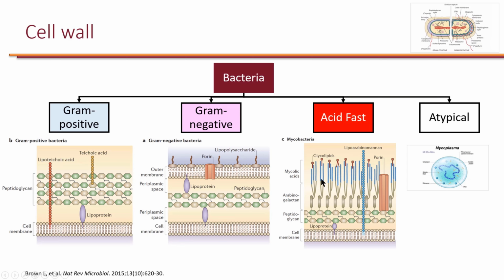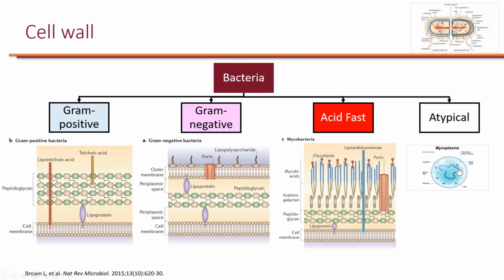So then we will have to use a different type of staining. The acid-fast staining is used. A good example is mycobacteria, for example, if you think of tuberculosis. These get stained with acid-fast. And then the fourth group is what we call atypical, because they do not have a cell wall.